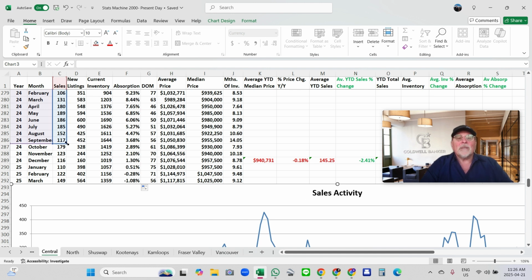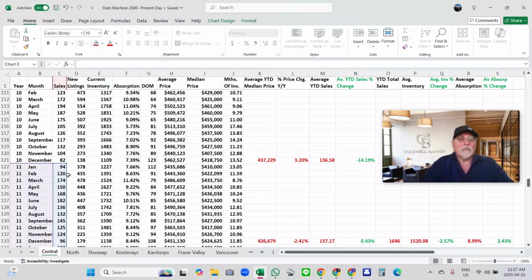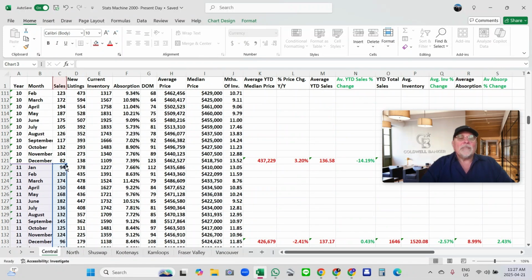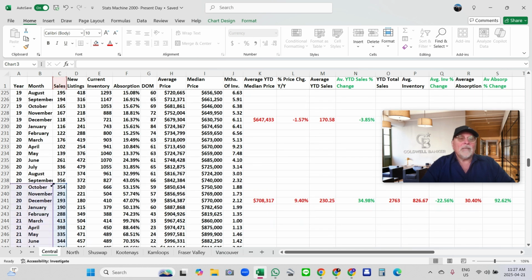So I'm going to put my cursor right on the corner here, and I'm going to drag it down. Say I want to see the last 5 years in sales in the central Okanagan. So I clicked on it and I dragged it down to the latest stat, which is March of 2025. Then I'm going to back up here, and it's all the way back up to December of 2010. But I want the last 5 years. So I'm going to put my cursor on the top right-hand corner there, click and hold, and drag it down, say to January of 2020.